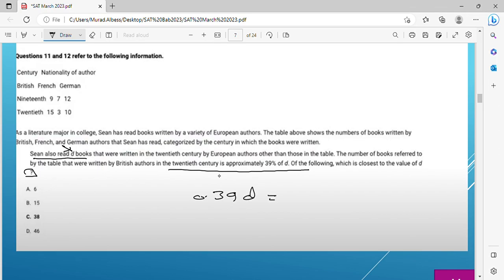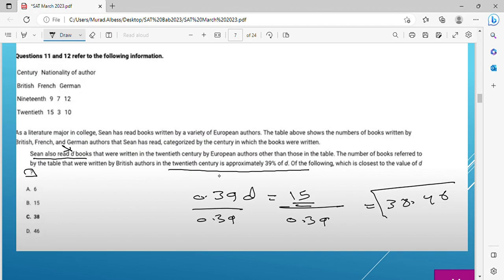The number of British books is 15, as he said in the question. So we divide 15 by 0.39, and that equals 38.46. So the answer here is C.